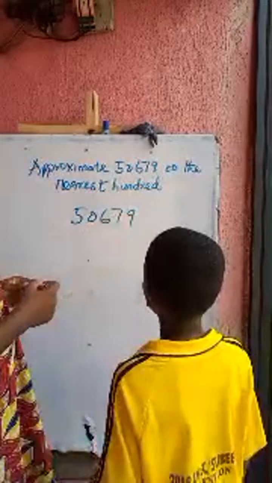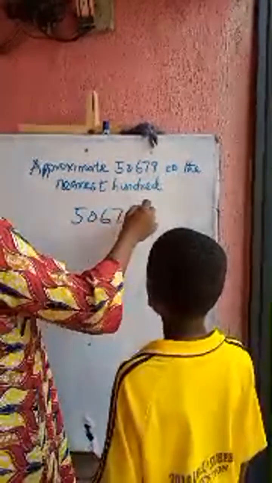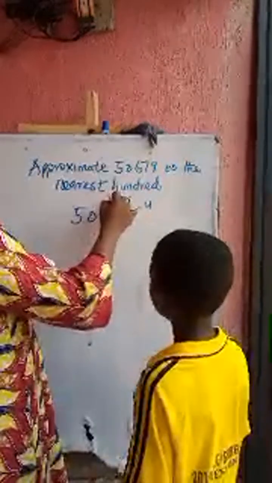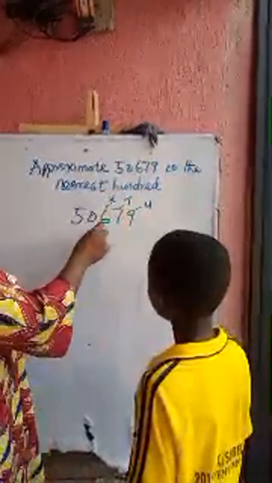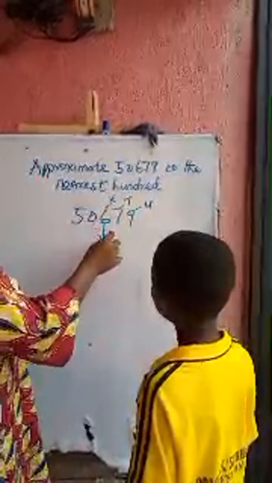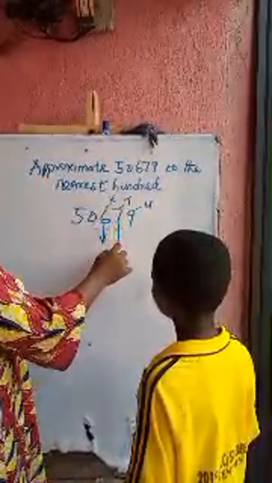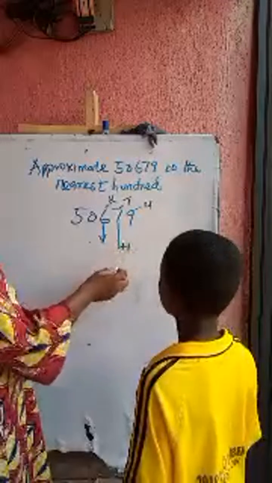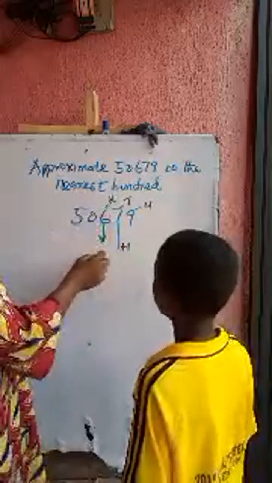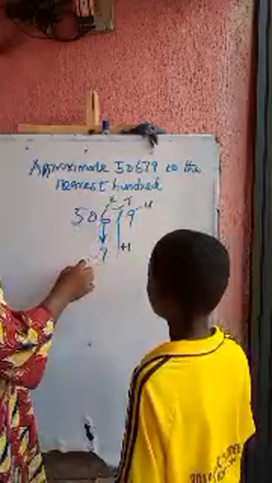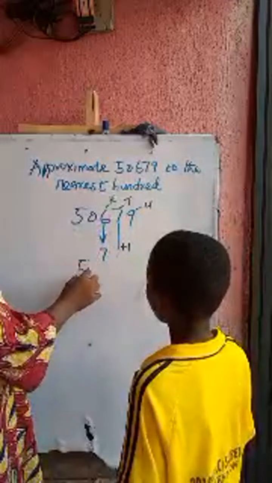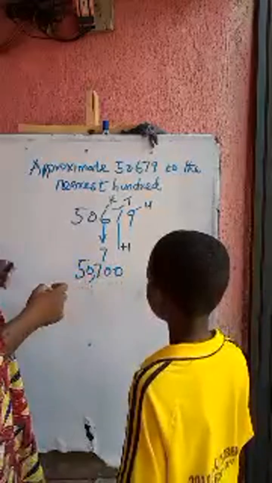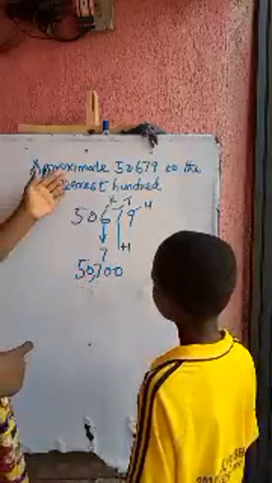50,679. This is the unit, tens, hundred. So our attention is on this digit, but we are going to approximate. The 6 plus 1 gives 7. So our final answer will now be what? 50,700.